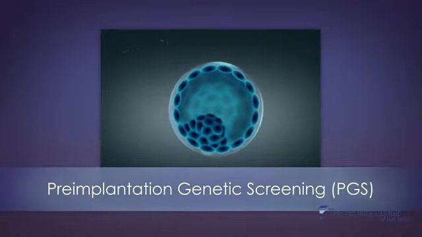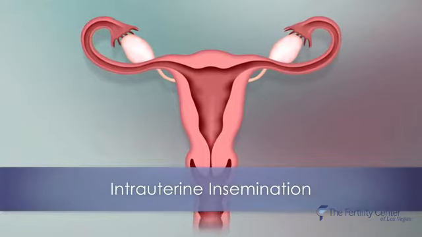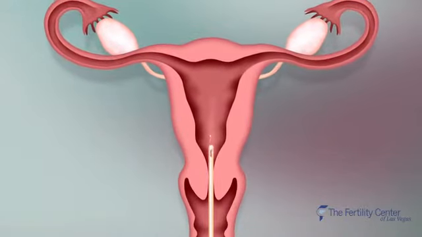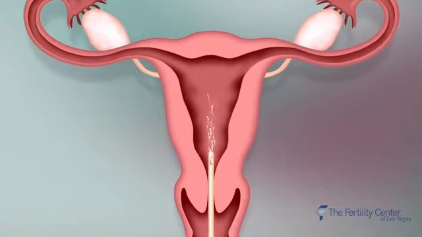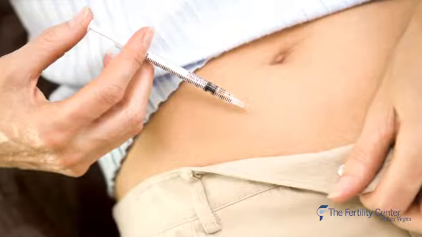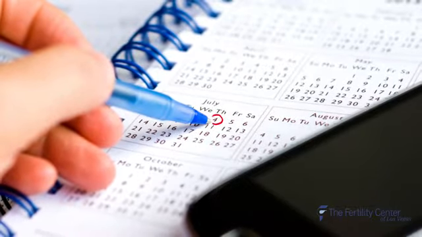chromosomally abnormal pregnancy. Another possible treatment is called intrauterine insemination. This involves the placement of sperm directly into the uterus during ovulation. There are also other hormonal treatments that can be combined with timed intercourse to help increase the chances of pregnancy. Your doctor will help decide which option is best for you.